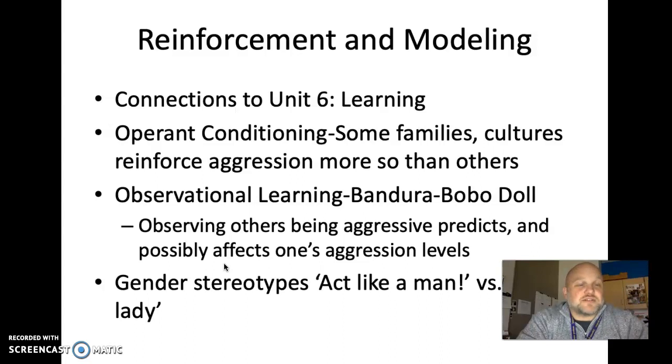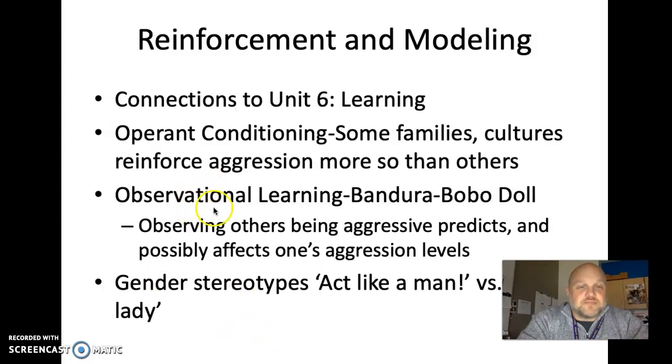And then, lots of connections to topic 4, unit 6, the learning unit from last semester as well. Think operant conditioning. In the past, have you been reinforced for aggression? Think about football players or wrestlers or other people who play violent sports. If they've been reinforced for acting aggressively, might they generalize that behavior to off the field or out of the arena? Cultural standards. There are some cultures, we don't need to create a bunch of stereotypes here, but there are some cultural norms where men are supposed to be more macho, and they're supposed to be aggressive, and those things get reinforced.